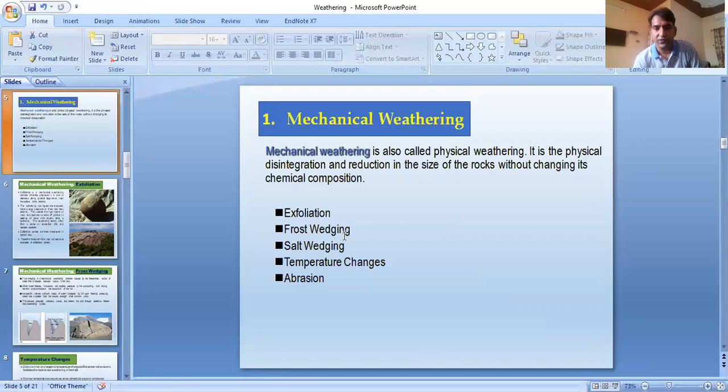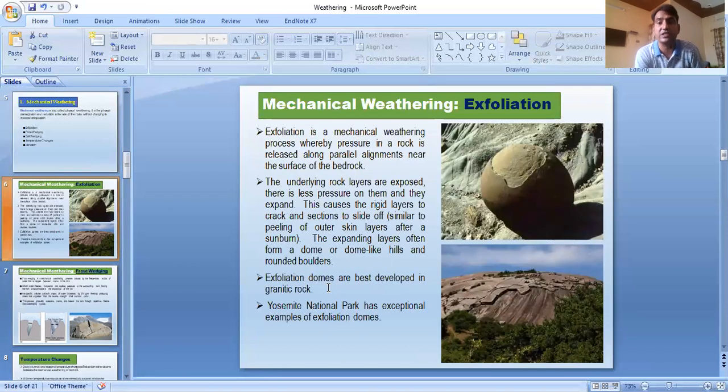Exfoliation, frost wedging, salt wedging, temperature changes, and abrasion are the major agents involved in mechanical or physical weathering. Let's go to exfoliation. Exfoliation is the mechanical weathering process whereby pressure in a rock is released along parallel alignment near the surface of the rock. What happens here in exfoliation? The outer layer of rocks is removed because the pressure has increased inside, due to temperature and pressure changes, or any factor.